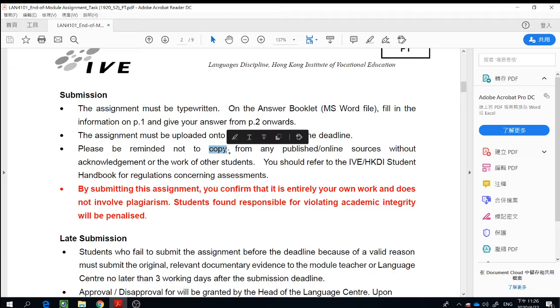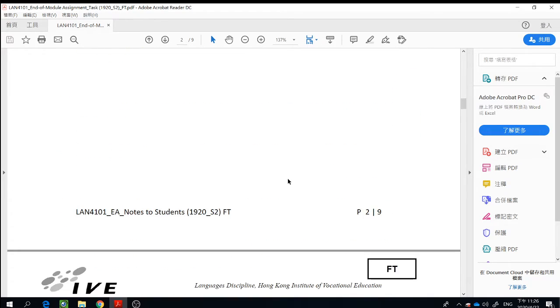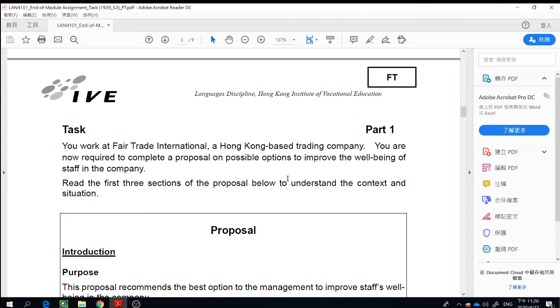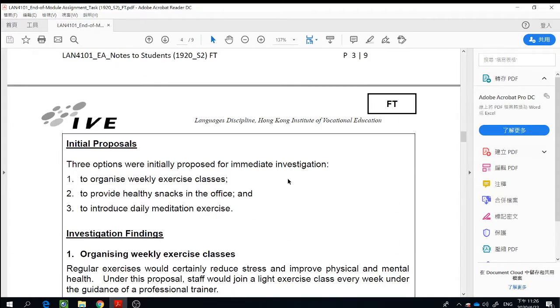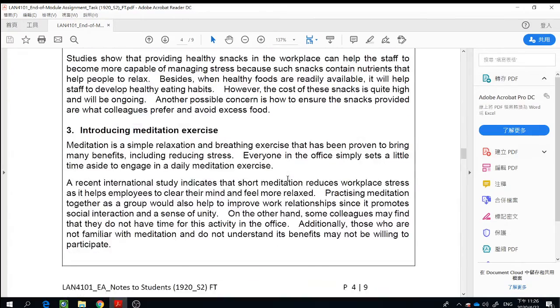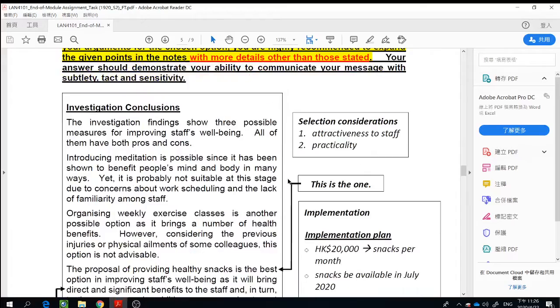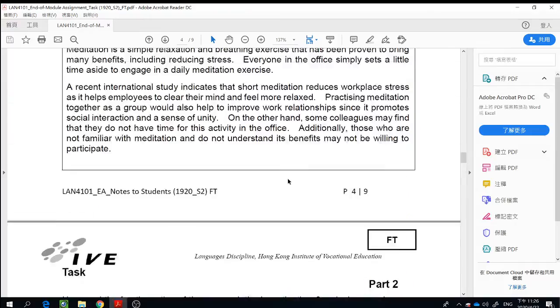Do not ever try to copy from any kind of sources or copy from others, you'll be penalized. All right. And then late submission, I think you should be quite familiar with this. Let me go through this with you briefly. I cannot discuss with you in detail, but I'm just reading it to you, highlighting some of the key points. All right, that's it.